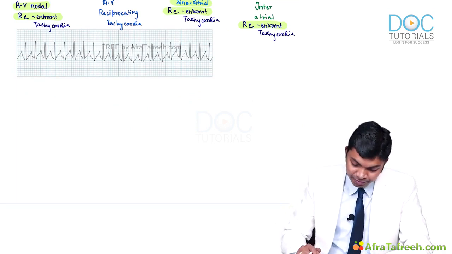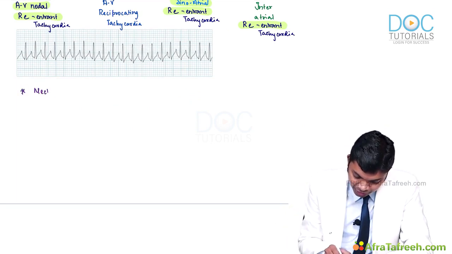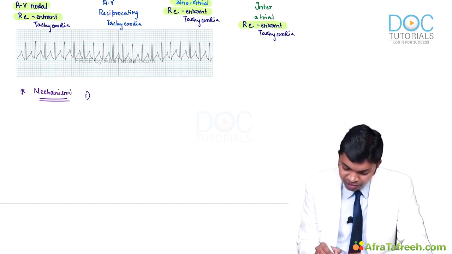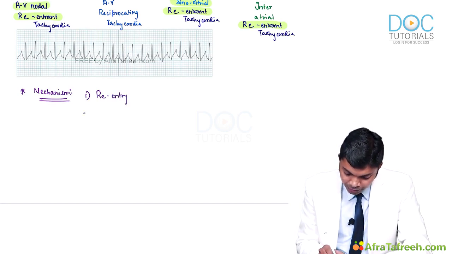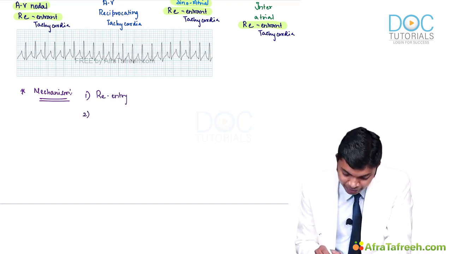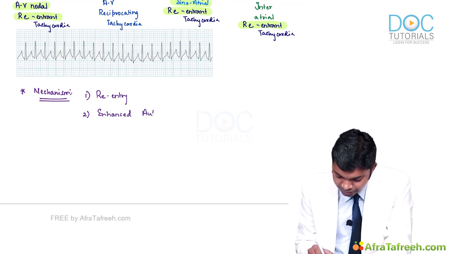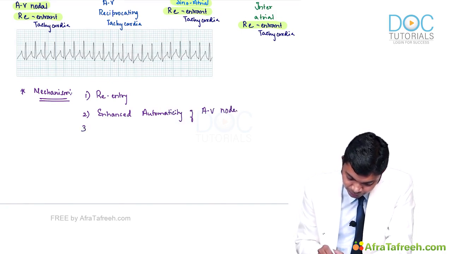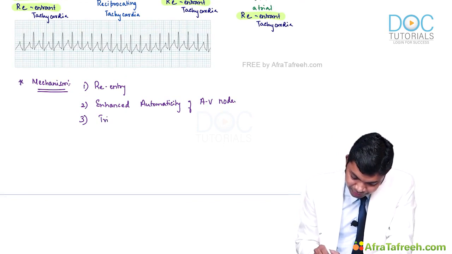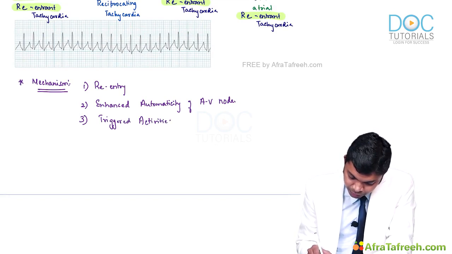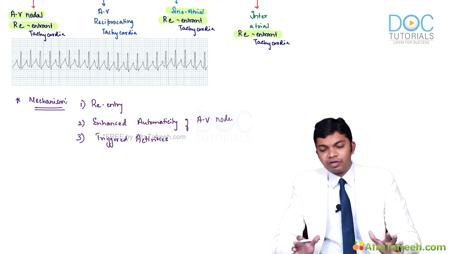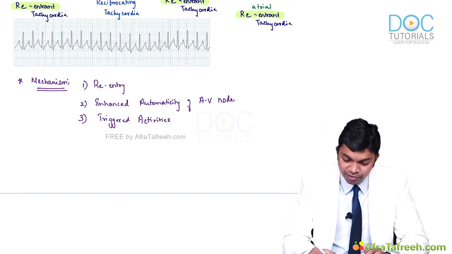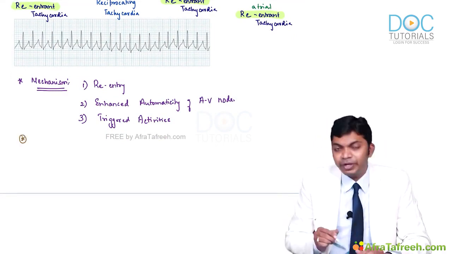Now, if you consider the mechanisms, doctors, three events favor formation of supraventricular tachycardia. Number one, we just saw that, isn't it? Re-entry. Number two, enhanced excitability, enhanced automaticity of the AV node, doctors. Number three, triggered activities. These three events contribute to supraventricular tachycardia.